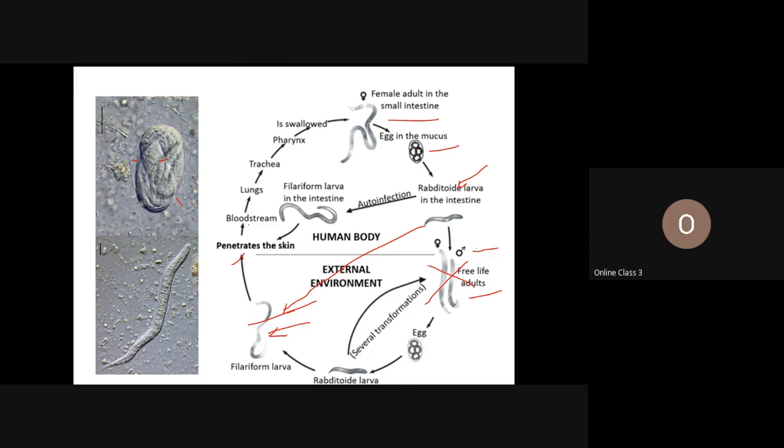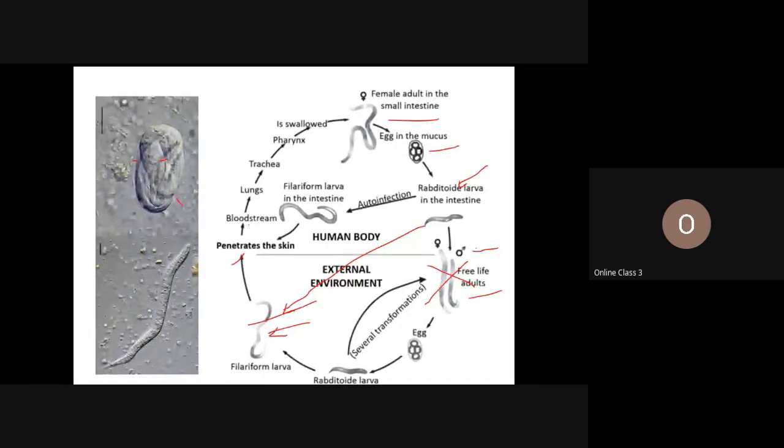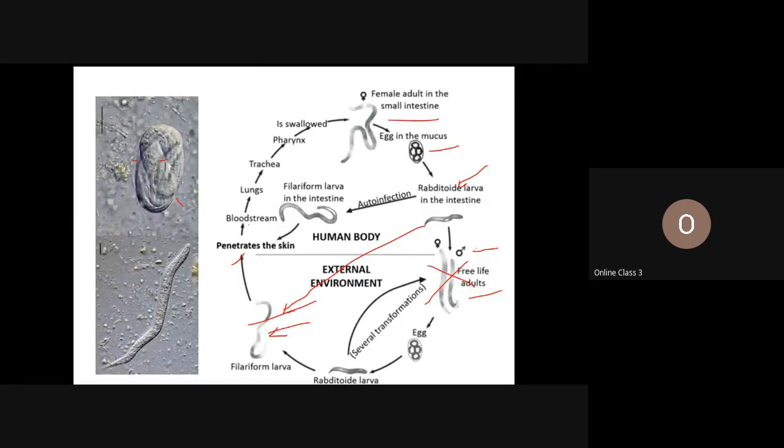If the environmental temperature is favorable, they will continue their life cycle in the environment. If not, they will continue their life cycle in the host, because the host will provide a better environment as compared to the external environmental conditions. I hope I'm clear. So heterogonic life cycle, homogonic life cycle, we many times ask this in the exam.